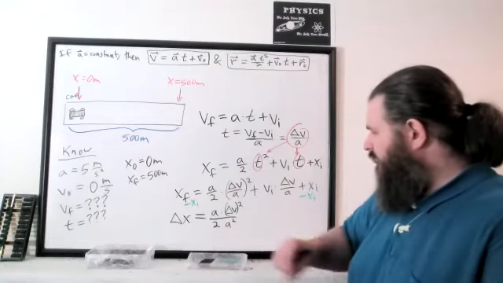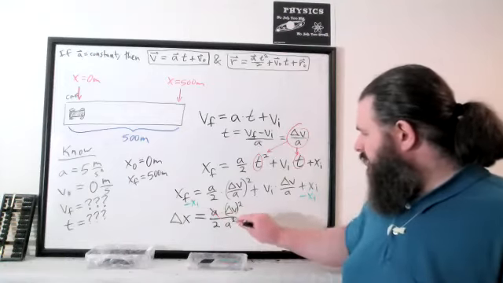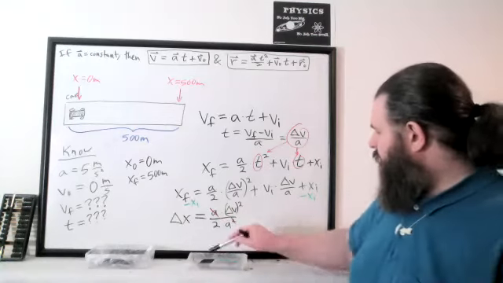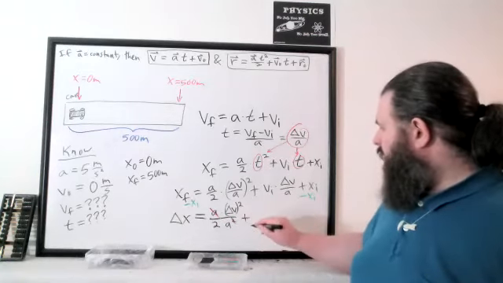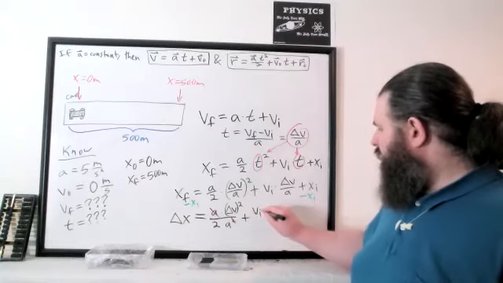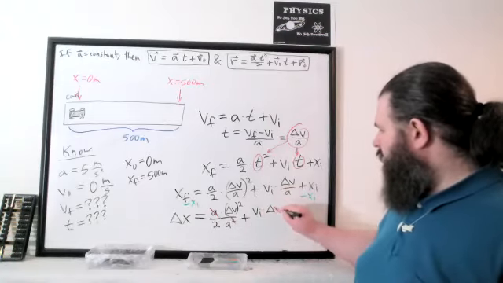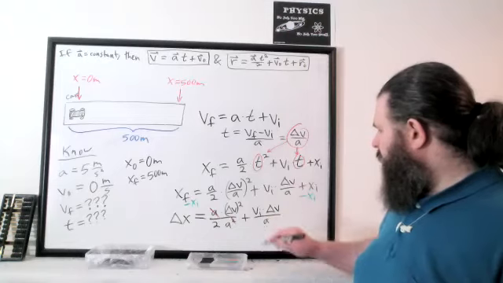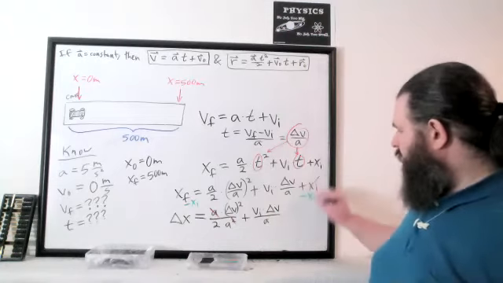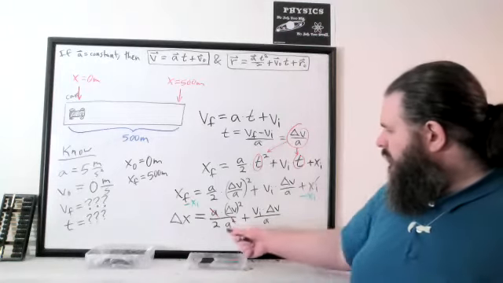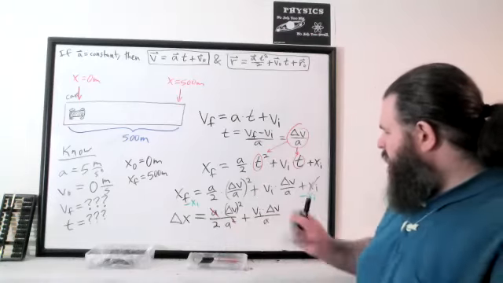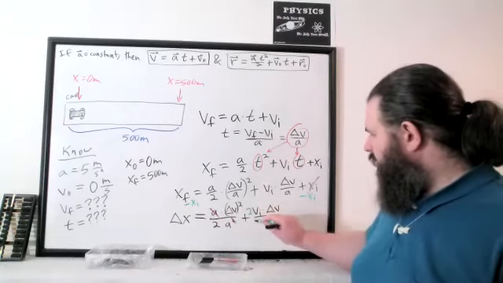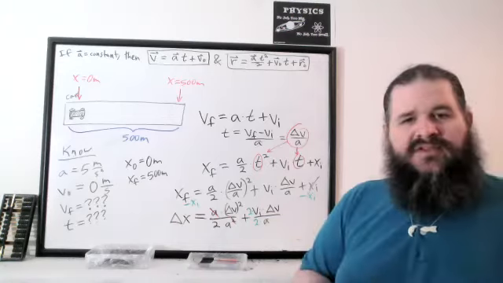Yeah, one of those cancels out. We've still got a single A in the denominator. And then plus V initial times delta V divided by A. And we subtracted X initial, so that's gone. Also, to get a common denominator here, I'm going to try multiplying this by 2 over 2. That way it's the same denominator.